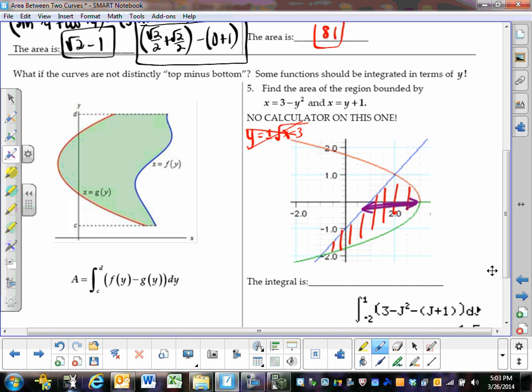So if I set the functions equal to find the intersections, 3 minus y squared has to equal y plus 1. 0 would have to equal y squared plus y minus 2. If I factor, I would get y plus 2, y minus 1. So y would be negative 2 and y would be 1.